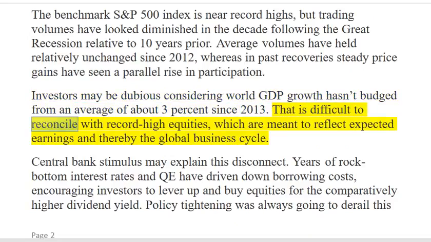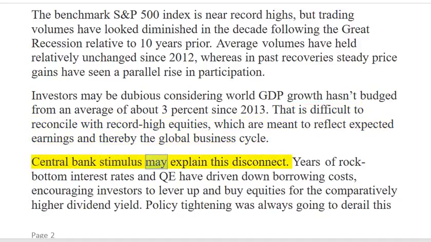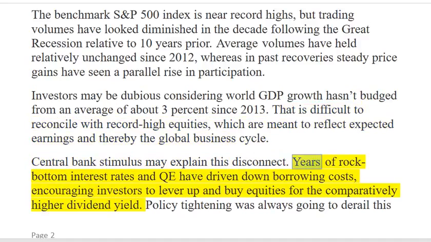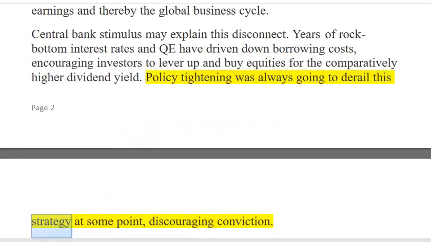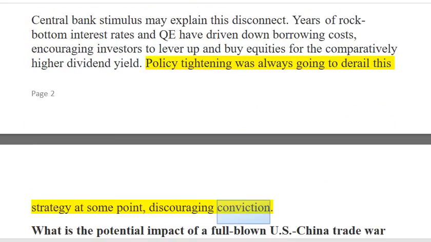Investors may be dubious considering world GDP growth hasn't budged from an average of about 3% since 2013. That is difficult to reconcile with record-high equities, which are meant to reflect expected earnings and thereby the global business cycle. Central bank stimulus may explain this disconnect. Years of rock-bottom interest rates and QE have driven down borrowing costs, encouraging investors to lever up and buy equities for the comparatively higher dividend yield. Policy tightening was always going to derail this strategy at some point, discouraging conviction.